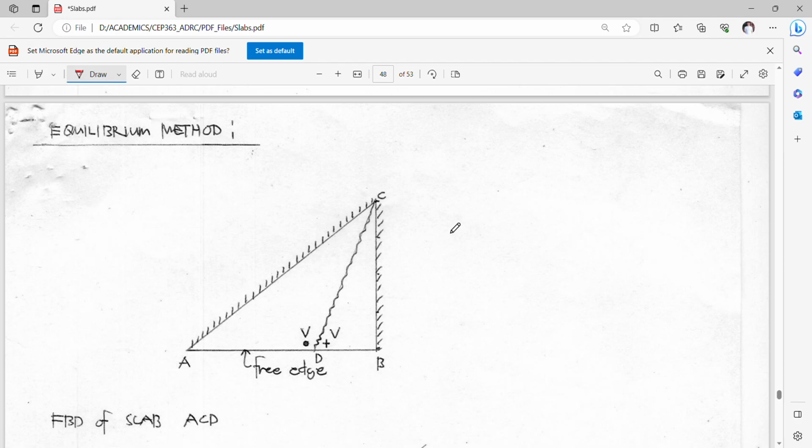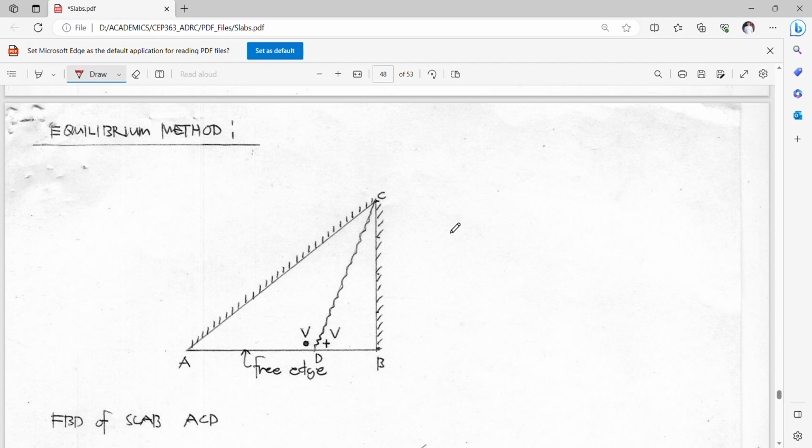This time I'm using the equilibrium method. This is a problem on yield line analysis, and in my previous video I showed you how to deal with the usual method in approaching the problem. So we will be solving the same problem using this time the concept of equilibrium method.